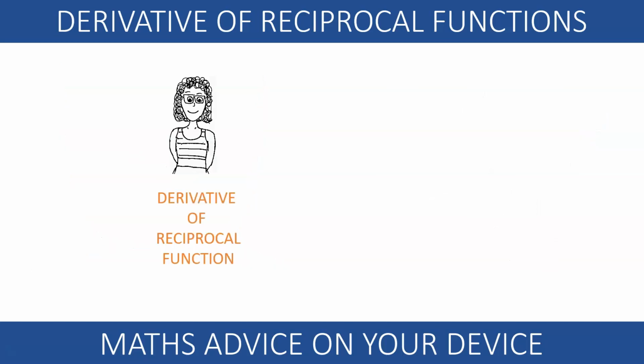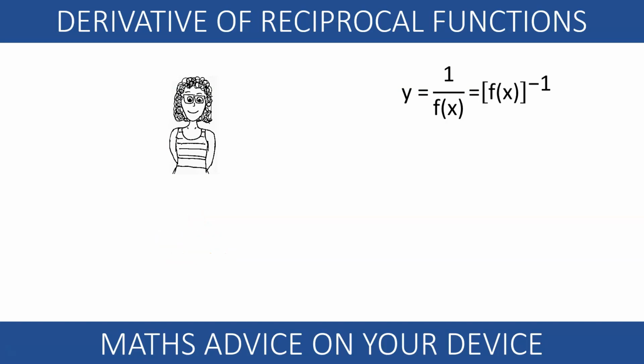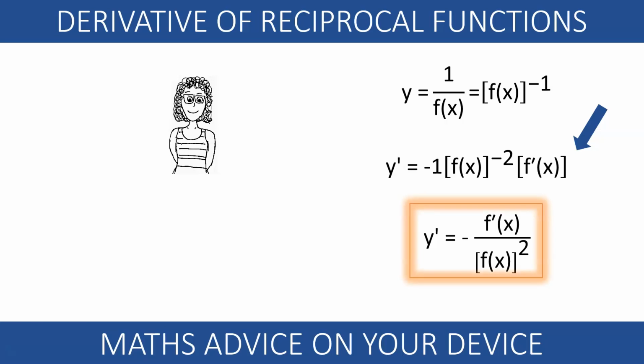In general, the reciprocal function 1 over f(x) can be differentiated using this technique. We write the reciprocal as the function f(x) to the power of -1, and we now differentiate using the chain rule. Don't forget to close the chain by differentiating f with respect to x, f dash. The derivative of the reciprocal of f(x) is the opposite of the derivative divided by the square of the function.